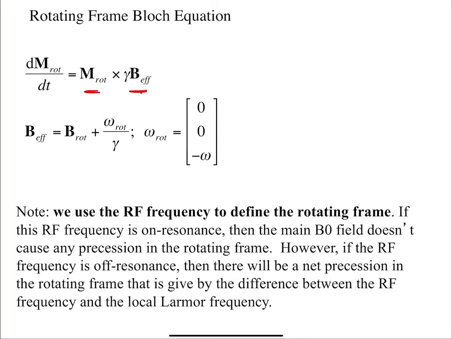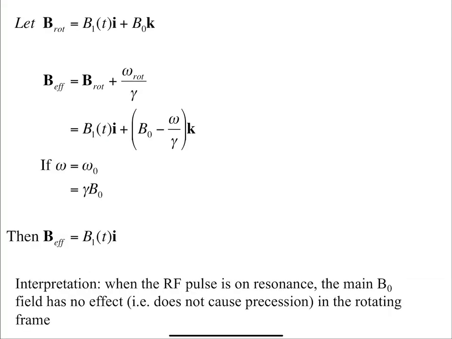This effective field is equal to the B field that's applied plus this weird term, omega rotation over gamma. Okay? And let's look at what that term looks like. In this case, we're going to think about a big B0 field and a tiny little, typically, B1 field, which is going to be rotating around at omega. That's going to determine our rotating frame of reference. So the contention is if we're on resonance, then the effective field will only be determined by B1. The B0 term won't have an effect on me anymore. So let's look at that.